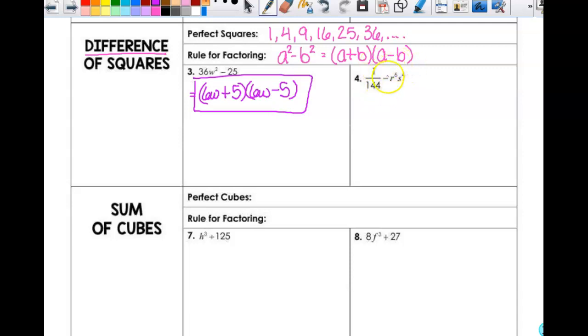This is a perfect square. This is a perfect square. So that means, again, I get a binomial. What is the square root of 1 over 144? 1 over 12. So it's going to give me 1 over 12 plus, and then what's the square root of r to the 6th s to the 4th?